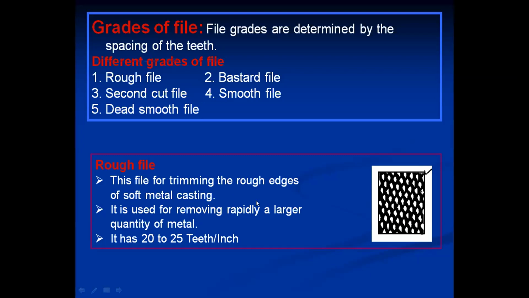So what is the use of the rough file? This file is for trimming the rough edges of soft metal castings, and it is used for rapidly removing a larger quantity of metal. And it has 20 to 25 teeth per inch.